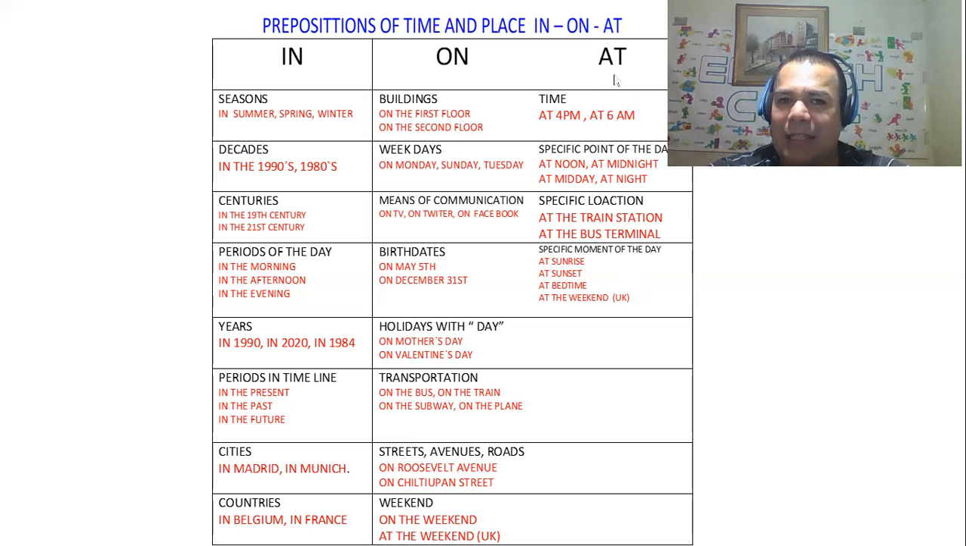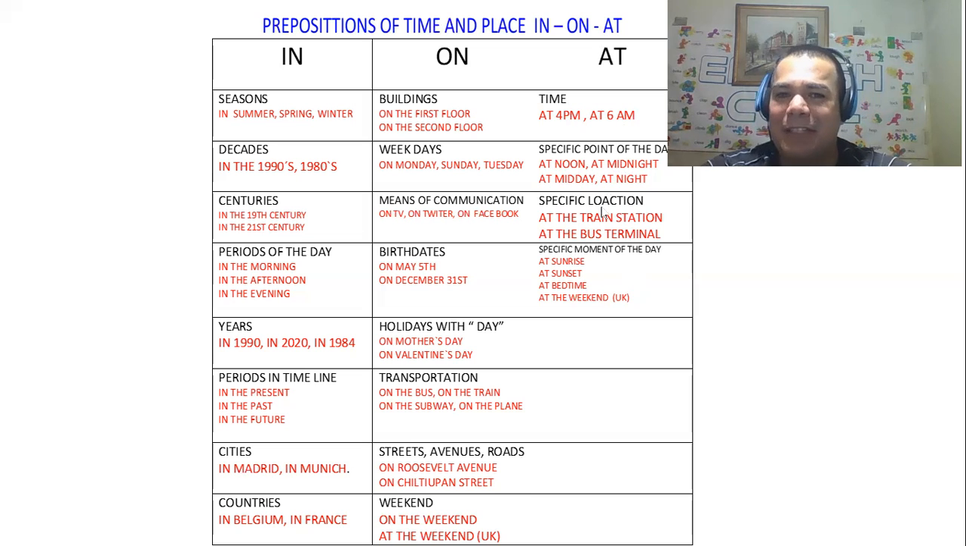Continue with the preposition of time and place at. When do we use at? We use it for times. Examples: at 4 p.m. or at 6 a.m. Different times, we say at. Specific point of the day. Examples: at noon, at midnight, at midday, and at night. So those are the different phrases that we use at for different specific points of the day.